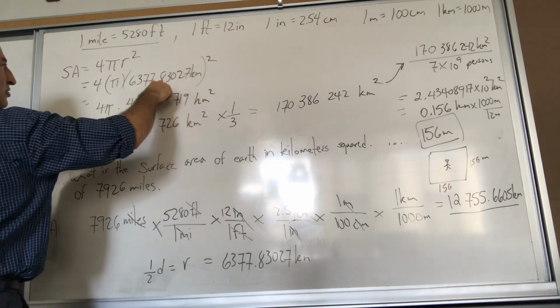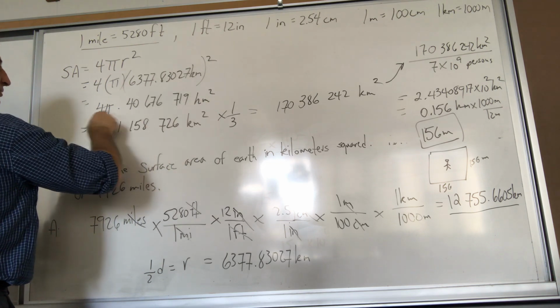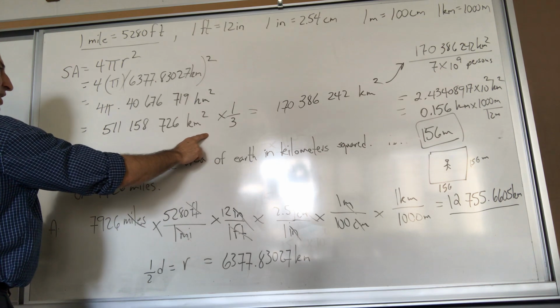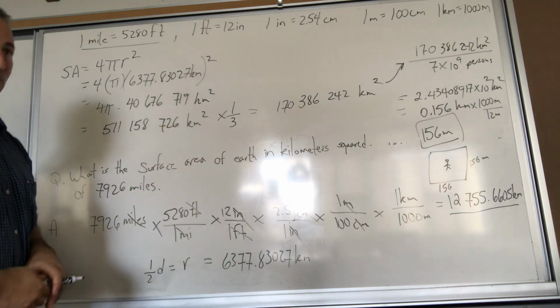There's your r squared, so we're squaring that quantity. We're also squaring the unit. Multiplying it by 4 pi, this is what you get, the surface area of the Earth, and then I multiplied it by 1/3 because the Earth is 2/3 water.